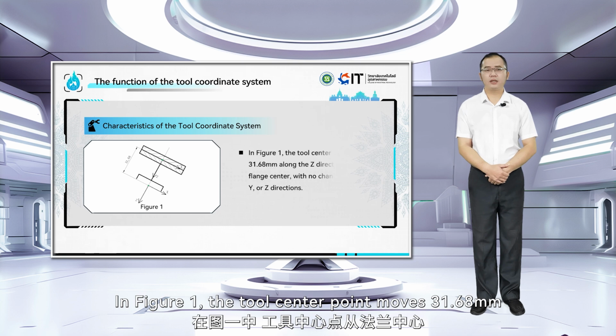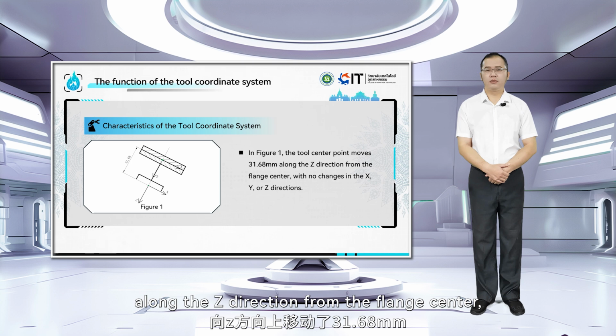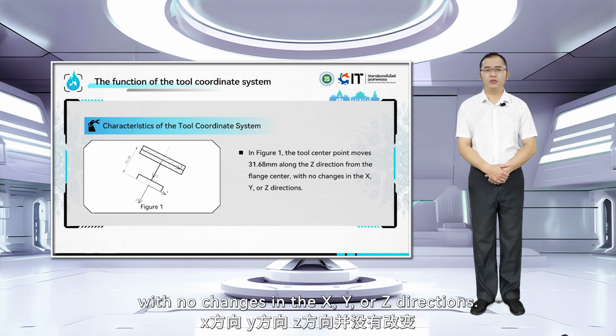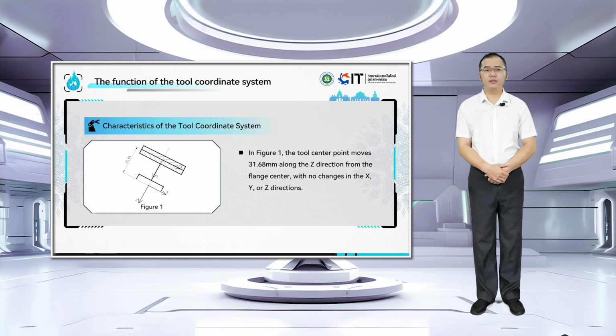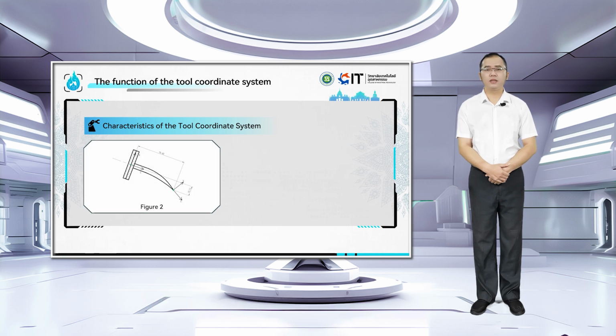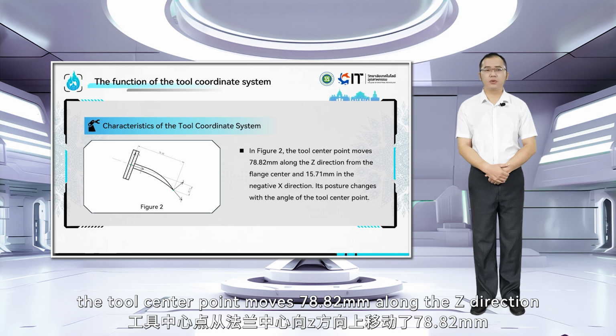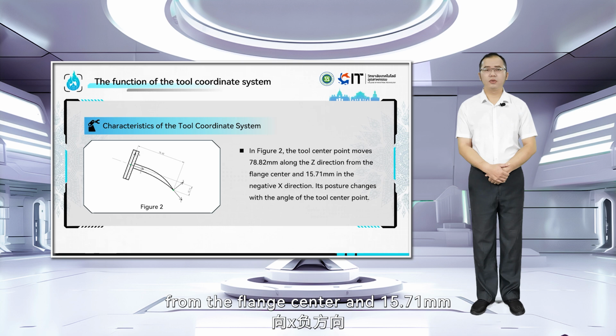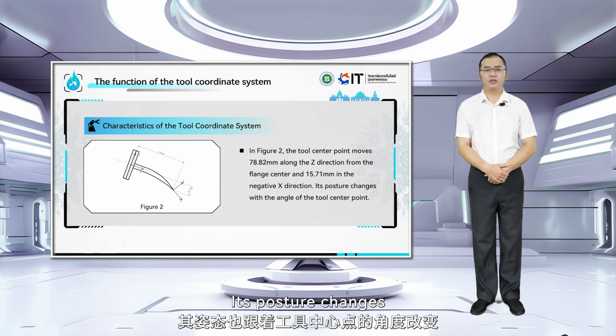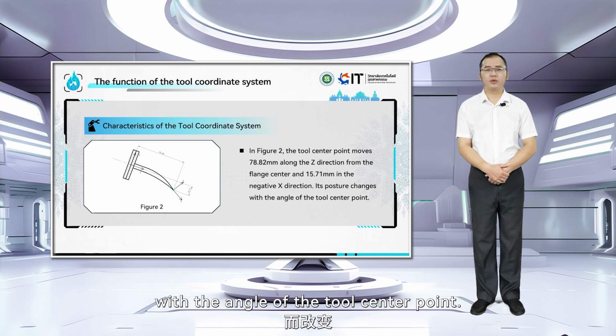In Figure 1, the tool center point moves 31.68 mm along the Z direction from the flange center, with no changes in the X or Y directions. In Figure 2, the tool center point moves 78.82 mm along the Z direction from the flange center and 15.71 mm in the negative X direction. Its posture changes with the angle of the tool center point.